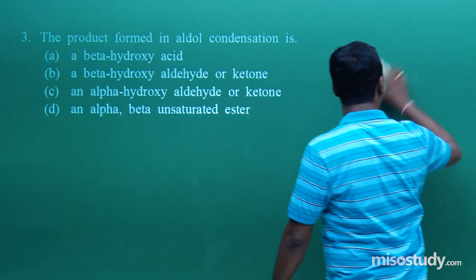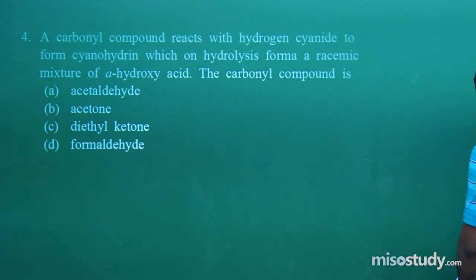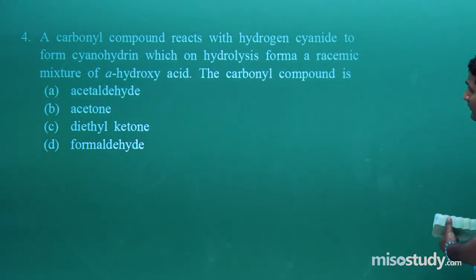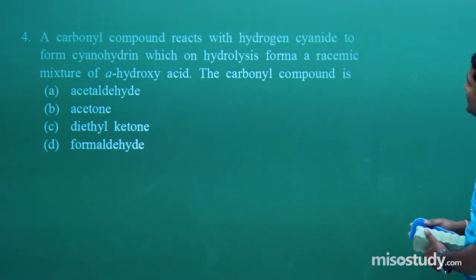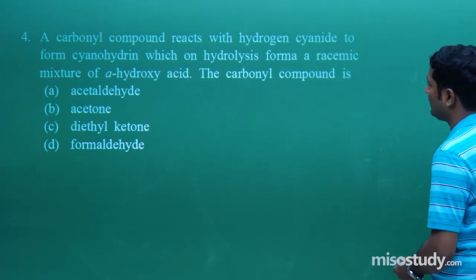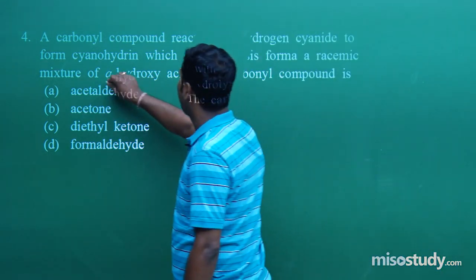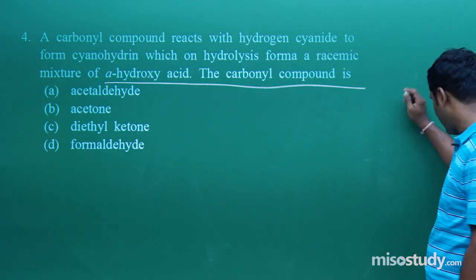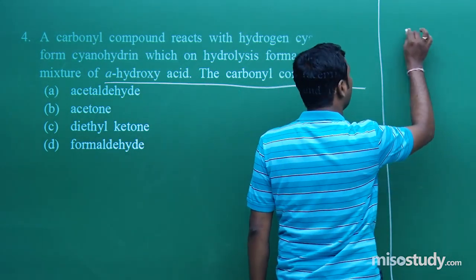Now let's move to the next question. Let's read the question carefully. What is given here? Wait for a moment friend. A carbonyl compound reacts with hydrogen cyanide to form cyanohydrin, which on hydrolysis forms a racemic mixture of alpha hydroxy acid. The carbonyl compound is, what is the carbonyl compound? Either it is acetaldehyde, either it is ketone or something else.